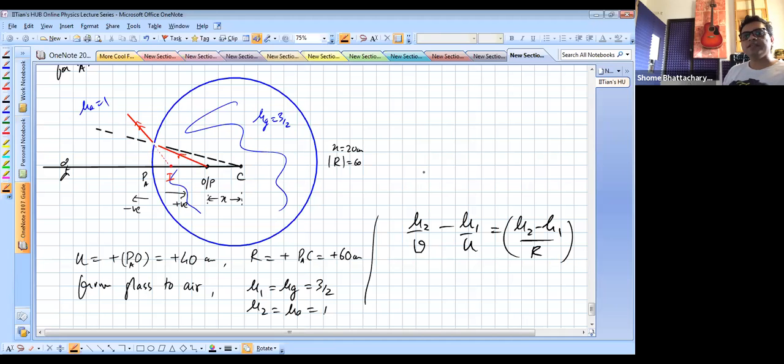So what are we getting by substituting? Anybody got the answer? Yeah, got some replies. Let's see. You're getting V as 45. Let me check.